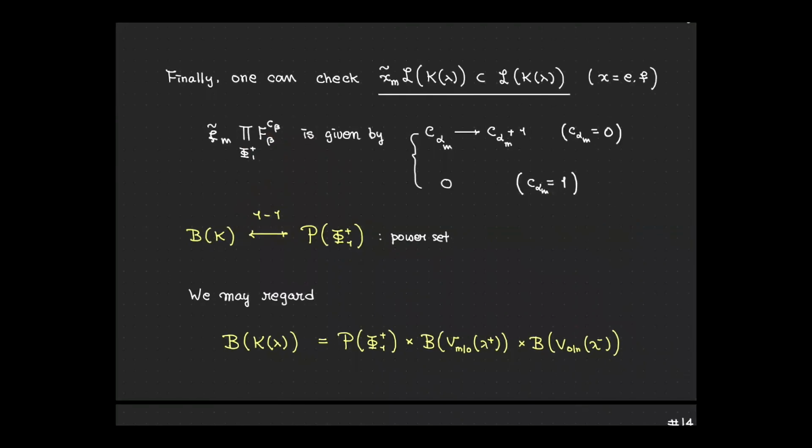Okay, so our crystal B_K(lambda) has a very concrete form. It is a product of three sets: the power set of the set of odd roots, the crystal of V_M0 of lambda plus, and the crystal of V_0N of lambda minus. Of course, we know that these are already very well-known crystals of type A, which can be realized as Young tableaux or semistandard tableaux. So that's our crystal model.